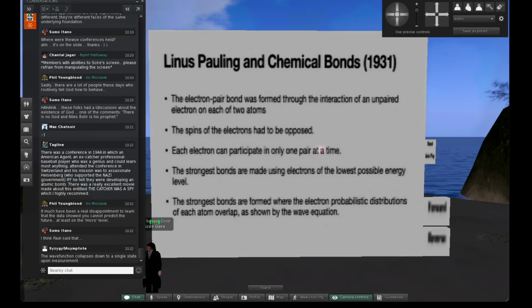Also, a few years after that, we have Linus Pauling, who put chemistry onto a quantum mechanical basis. He showed the electron pair bond was the interaction of an unpaired electron on two adjacent atoms. He set up rules that the electrons' spins had to be opposed, that each electron can be in one pair at a time, and the strongest bonds are made using electrons at the lowest possible energy levels. By the way, this is where the ball and stick model of chemical compounds comes from. The sticks represent the pair bonds between electrons and the balls represent the atoms.